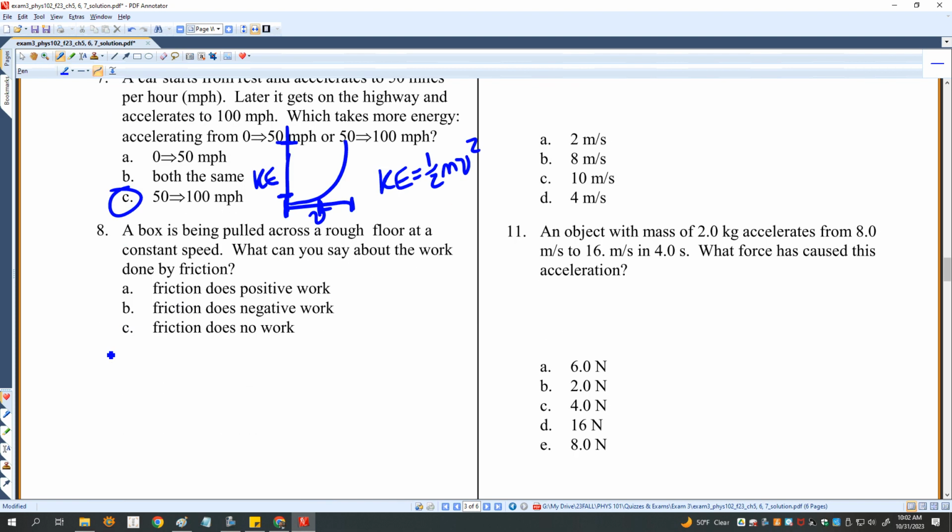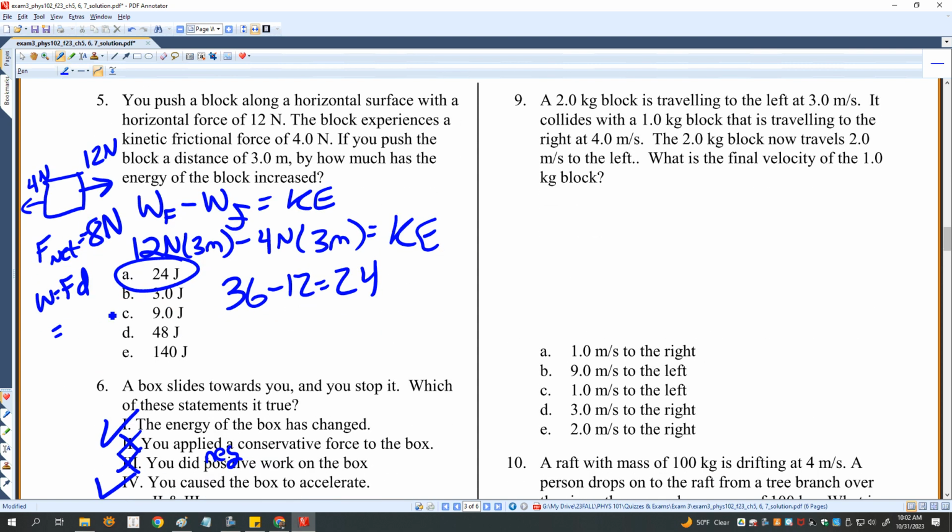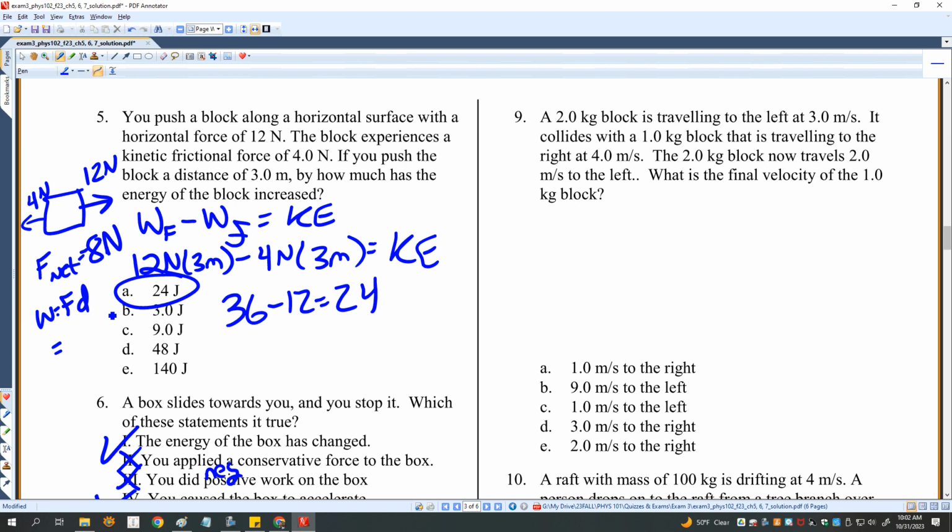A box is being pulled across a rough floor at a constant speed. What do you say about the work done by friction? That's negative work. All right, now we're getting into collisions. So this is momentum. 2-kilogram block is traveling to the left at 3 meters per second. Let's draw a picture. That always helps me. A 2-kilogram block is traveling to the left at 3 meters per second.